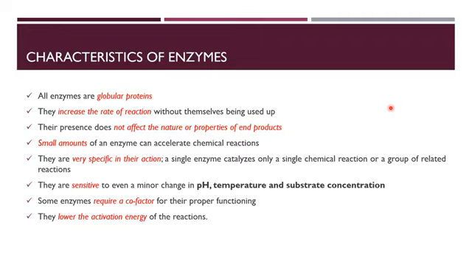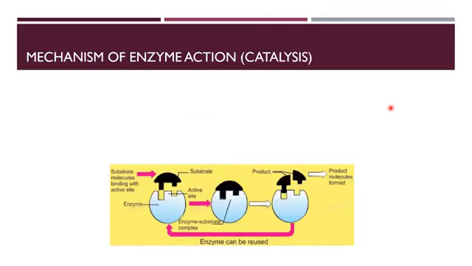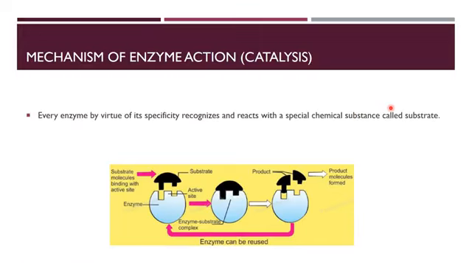Enzymes require a cofactor for their proper functioning, and they lower the activation energy of the reactions. Okay. Now the mechanism of enzyme action. Enzymes, by virtue of their specificity, recognize and react with a special chemical substance called the substrate. Okay. So first of all, enzymes are going to react with the substrates. When the enzyme reacts with the substrate, an enzyme-substrate complex will be formed, and then the products will be formed and separated.